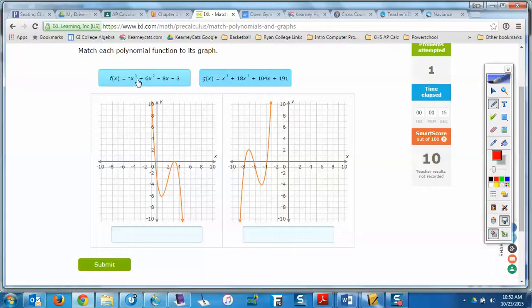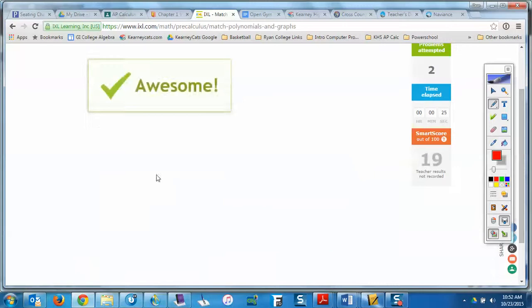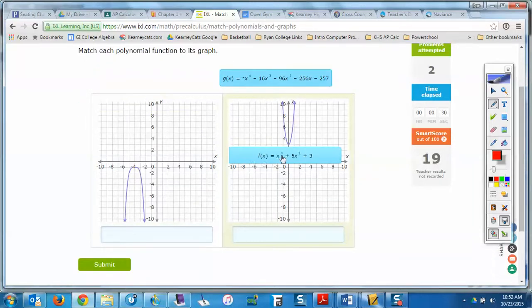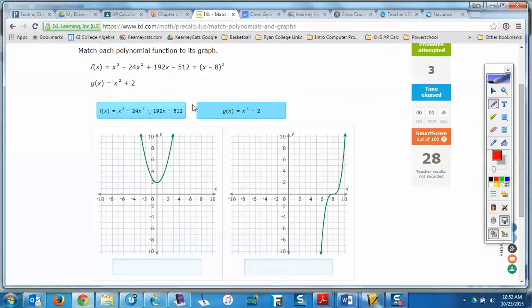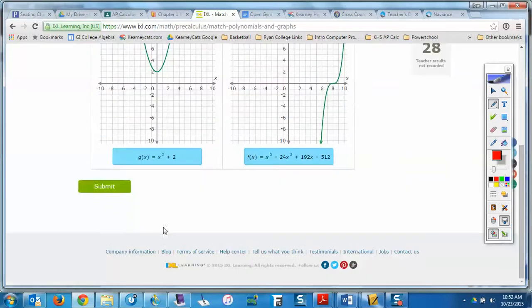Negative x cubed is which one? That one, and that's the positive, just because of the way the tails are going. So as you go through this, you start getting used to seeing these different ones. Here's an x to the 4th and a negative x to the 4th. Notice how they look parabola-ish, but they're not. You can see this one's much flatter down at the bottom. Here's an x cubed and an x squared. That should really be easy to see.